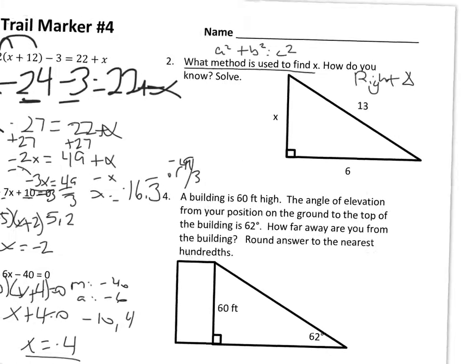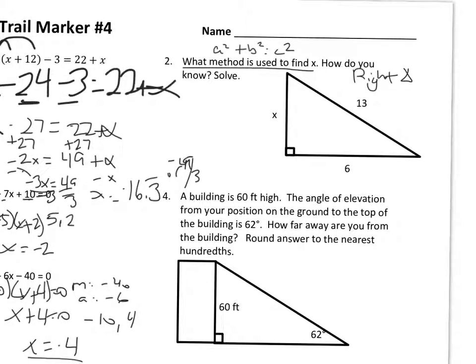Okay, question number 2, which method is used? Well, it's a right triangle, and I know 2 sides, so I can use a squared plus b squared equals c squared. So x squared plus 6 squared equals 13 squared, because 13 is the hypotenuse. So I get x squared plus 36 equals 169.